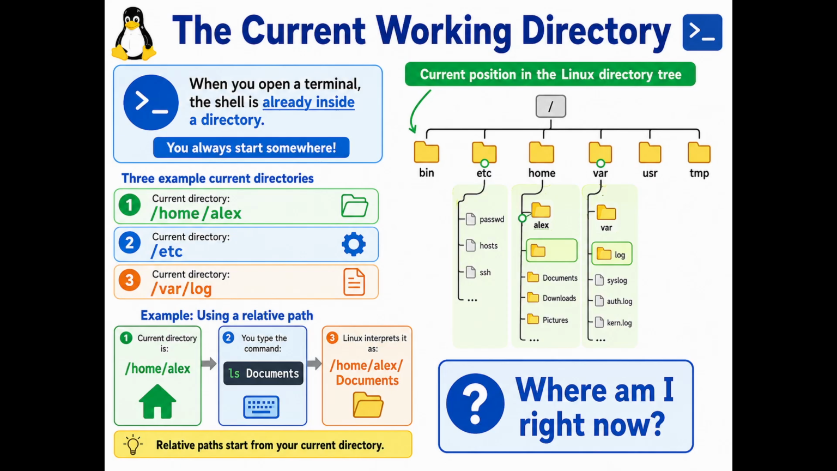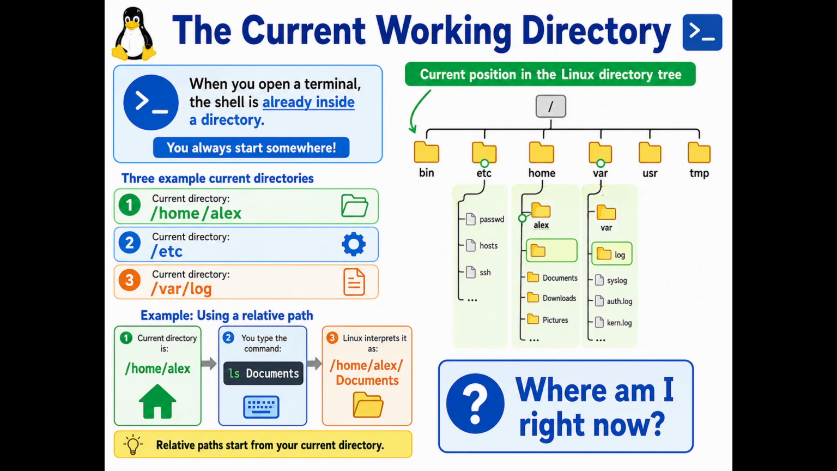For example, suppose your current directory is /home/alex, and you run ls documents. Linux interprets the name documents relative to your current location. In this case, it means /home/alex/documents. This is why knowing your current working directory is so important. When a command cannot find a file or directory, the first question should often be, where am I right now?